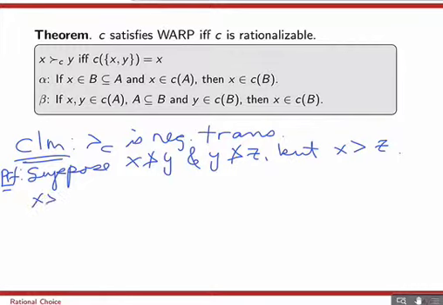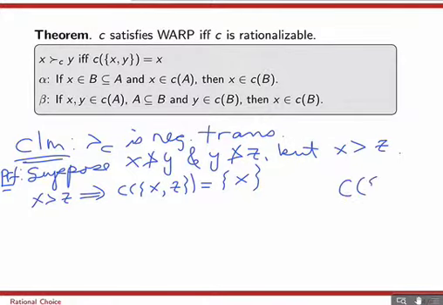If X is strictly preferred to Z, that tells me that when faced with a menu between X and Z, the only choice-worthy option is X. And now the argument is going to run as follows. I'm going to ask myself, consider the menu consisting of X, Y, and Z.